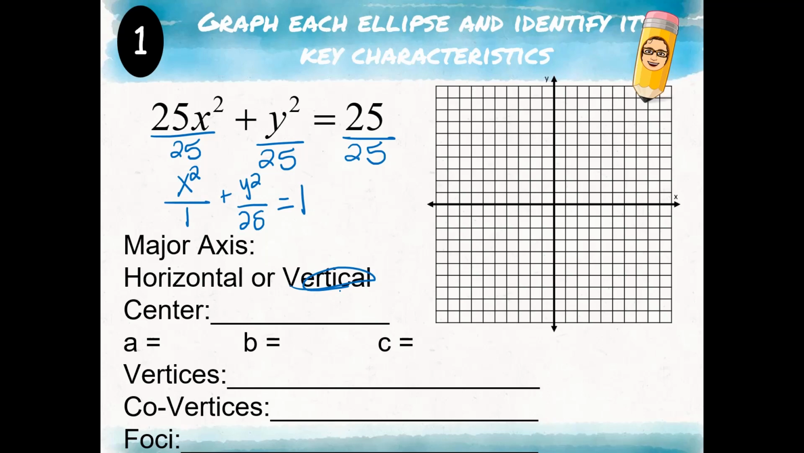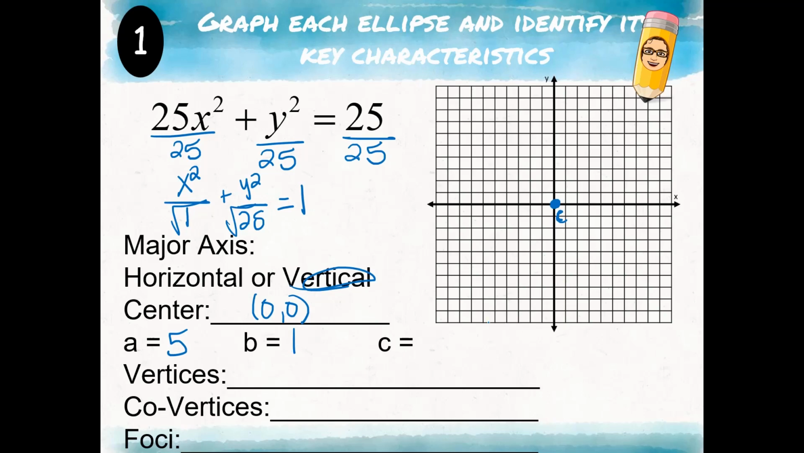Our center, notice there's nothing with x and y. Just like the circle, when there is nothing with x and y, we were able to say our center is 0, 0. So over here on my graph, I am going to put a dot at 0, 0, and I'm also going to mark it with a little c. So I know that is the center. Now, let's find our a, our b, and our c. Remember, a is the square root of the bigger denominator. So I'm going to square root 25, and I'm going to get 5 for my a. My b is the square root of the second denominator, which would be 1.